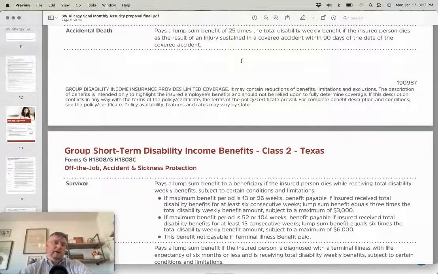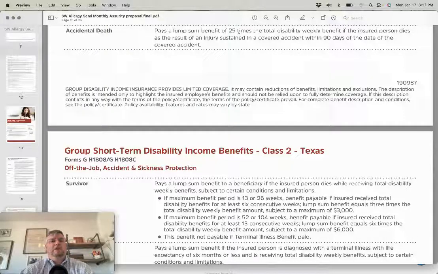Accidental death. This is one of those benefits, again, those little extra benefits that Assurity does that really makes them stand out. These all add up and make these policies so much better than the competition. So this benefit pays a lump sum benefit of 25 times the total disability weekly benefit if the insured person dies as a result of an injury sustained in a covered accident within 90 days of the date of the covered accident. So what that's saying is that you have a car accident, you pass away within 3 months due to that injury or injuries.